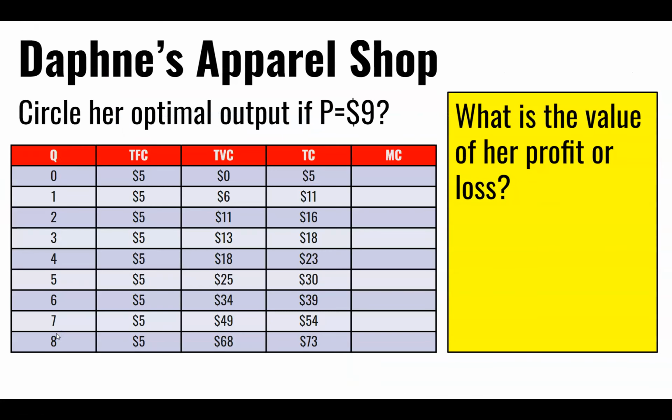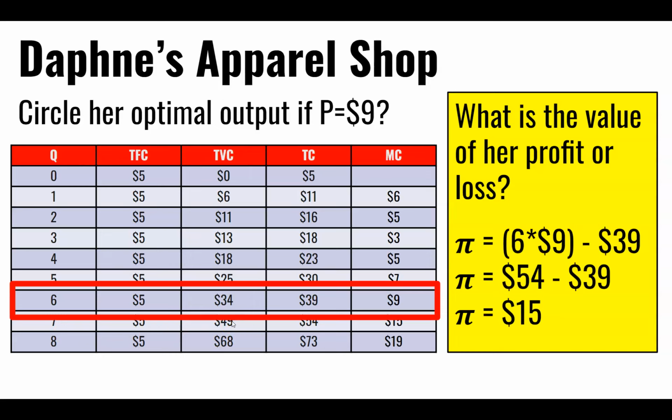We could take a second to practice this. So here's your opportunity. Look for and try and identify the optimal output, assuming that the price equals $9. So using the fact that we know that price equals marginal revenue and knowing that the optimal output is where marginal revenue equals marginal cost, take a moment to see if you can calculate the optimal output. So press pause, see what you can come up with, and then when you're ready, press play and see how you did in determining what is the value of Daphne's profit or loss.